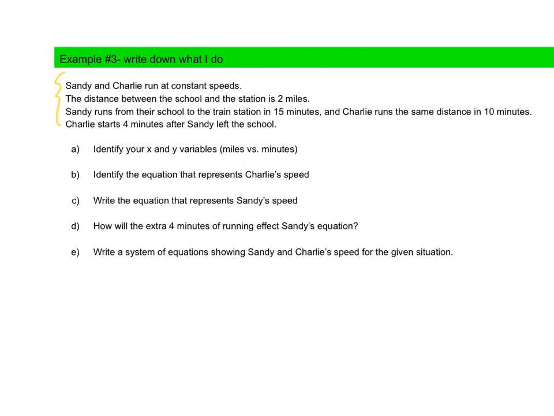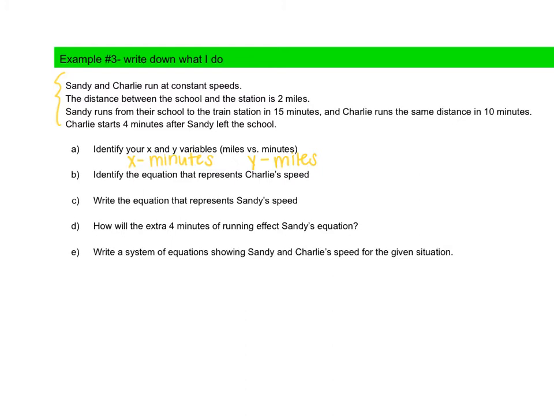The first thing we're going to do is identify our x and y variables. So the things we're talking about here are miles and minutes. Okay? Now, which one of those is independent? Time is always independent, so our x is our minutes, which leaves our y to be dependent, our miles. The amount of miles they run depends on how many minutes they've been running.